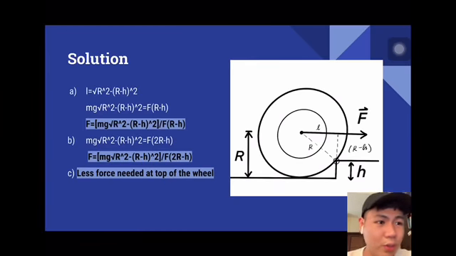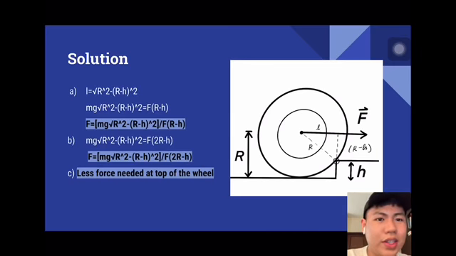So now we're looking for the top of the wheel. Now you notice all we really have to do is change r to 2r, because instead of the center of the wheel being our r, we just double it because we're applying it on top of the wheel, so we're actually getting the diameter. So all you get is F equals mg times the square root of r squared minus r minus h squared, all over 2r minus h.